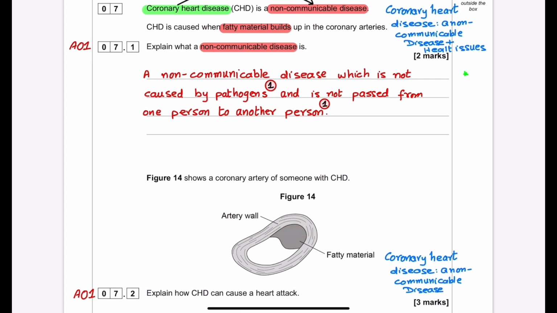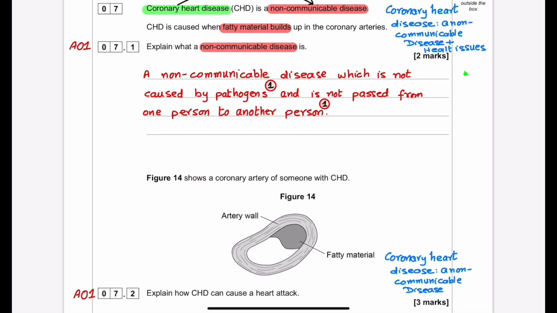Explain how CHD can cause a heart attack. It is again from the same topic, coronary heart disease and non-communicable diseases, and it is an AO1 question. When the fatty material builds up in the artery, the passage gets narrow. The blood has to pass through the narrow area, so less blood will flow through the artery. If less blood is flowing through the artery, the heart is getting less blood, which means the heart is receiving less oxygen. So at the end, the heart is getting less energy, which is responsible for the heart attack.